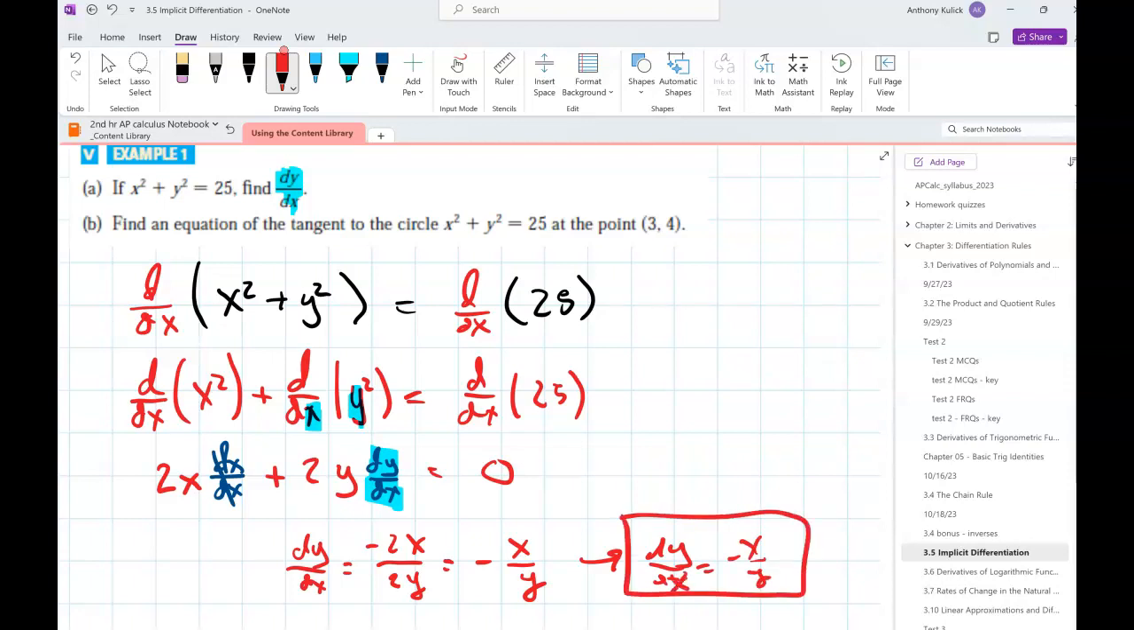Back to finding what's dy dx. How do you know when you're differentiating with respect to y? Is it always y? The direction tells you we're differentiating with respect to x. Because it'll tell you. So if it asks for dx dy, we would be differentiating with respect to y.